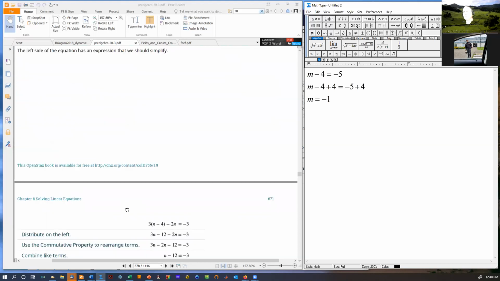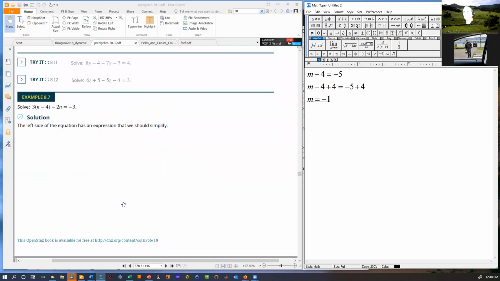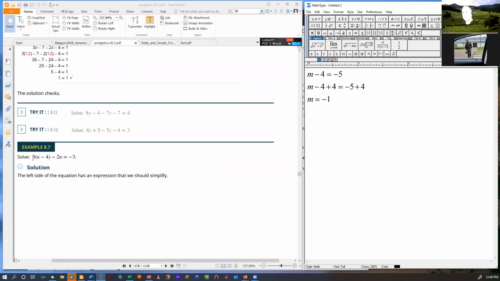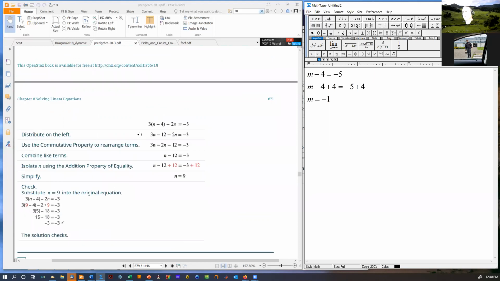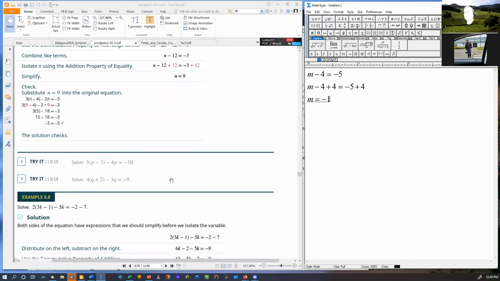So, simplifying this, you have to do the distribution first, right? This is your starting equation. You distribute through the 3, so you get 3n minus 12 minus 2n equals -1. So 3n minus 2n is n, minus 12 is 3. So you add 12 to both sides, and n is 9. Okay.